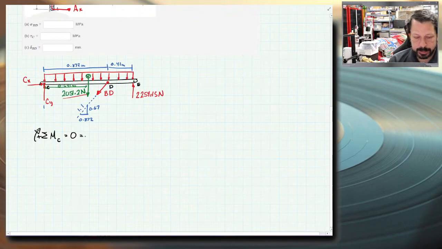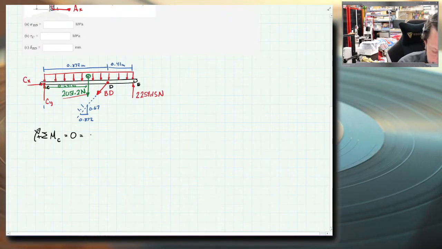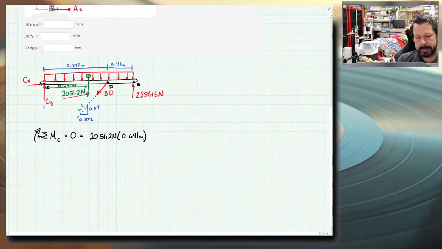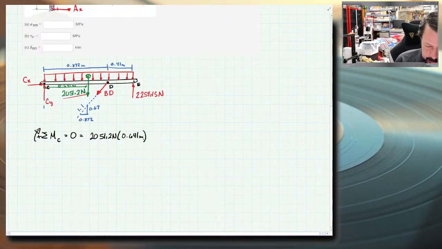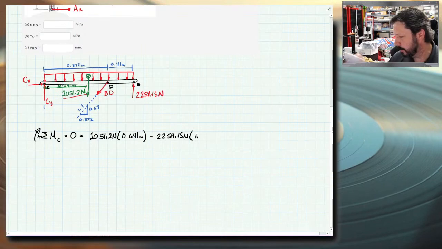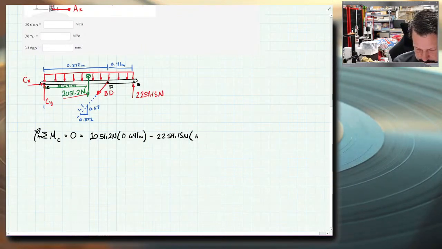So I've got my 2051, I'm looking at the green arrow, 2051.2 newtons with a moment arm of 0.641 meters. I've got, let's skip BD for now and come back to it. I've got a negative EY, which we found to be 2254.15 newtons. It has a moment arm of, that number was 1.282, yeah, meters.